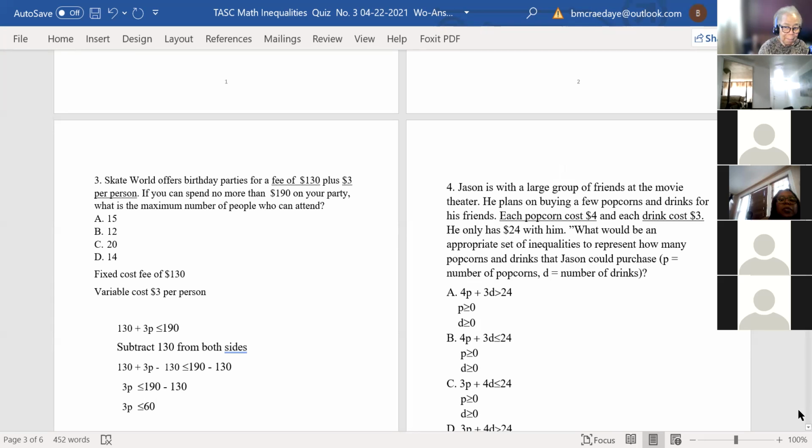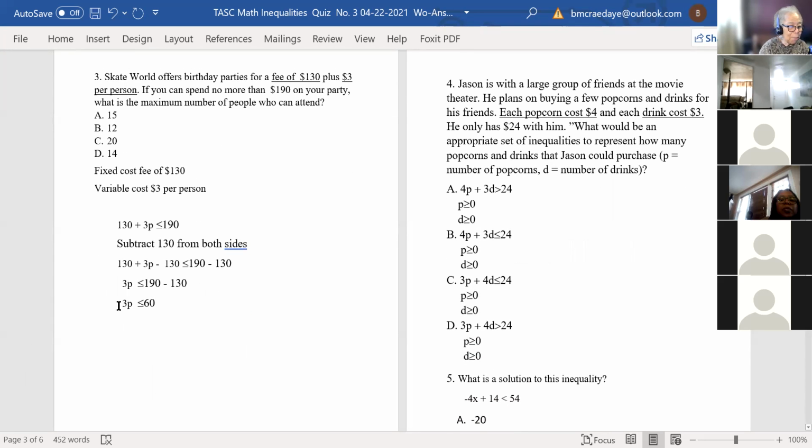Where's the math we're doing? Oh, 60. If 3P is less than or equal to 60, P is less than or equal to what? That's a multiplication, so you're going to divide both sides by what, Alba? By 3P? Not 3P, just 3, because you want P left. Yes, divide both sides by 3. And that's going to give you what?